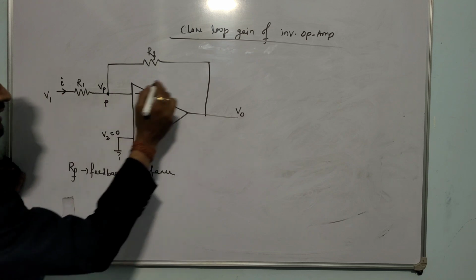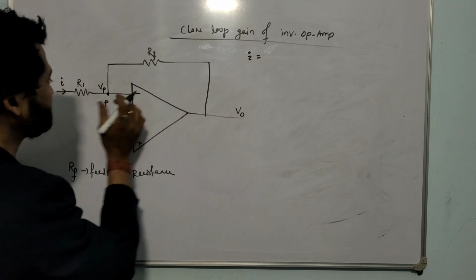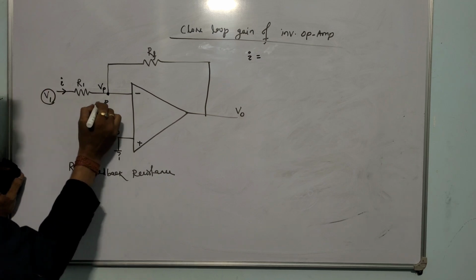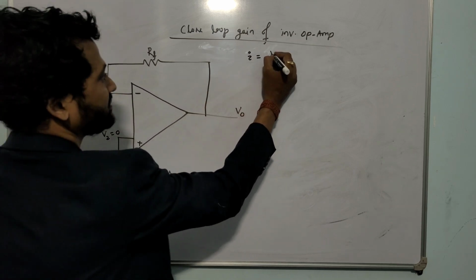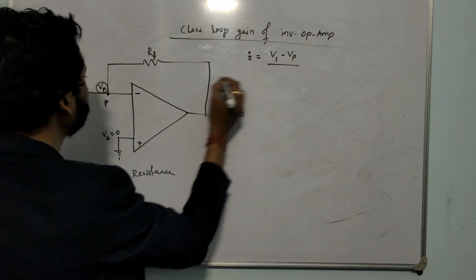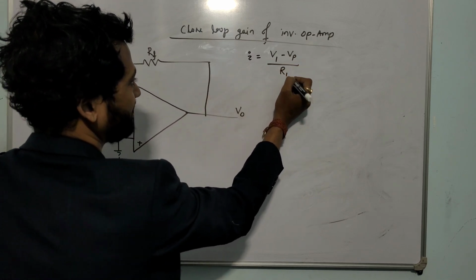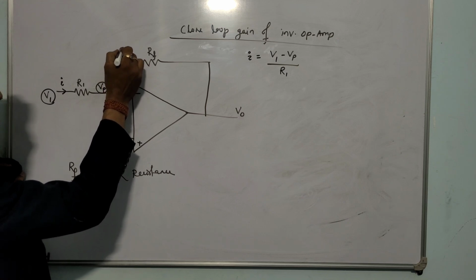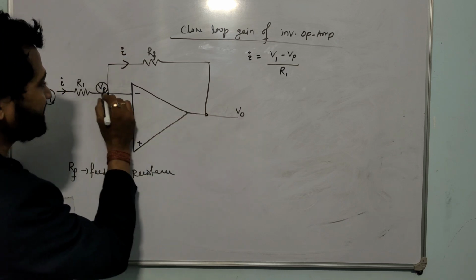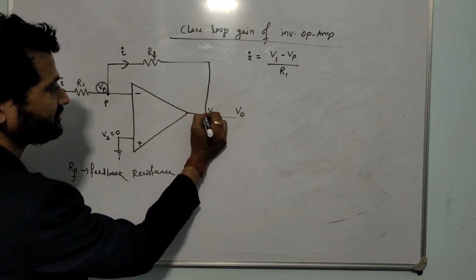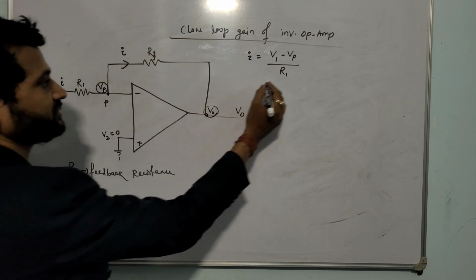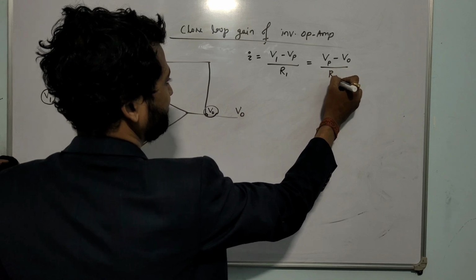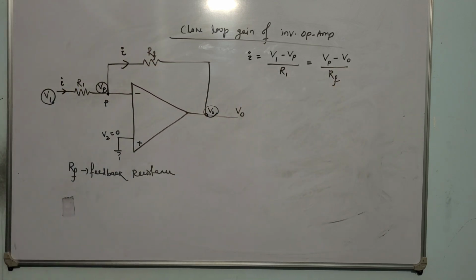Now tell me what is the current? As you know, according to Ohm's law, current is change in potential difference upon resistance. What is the change in potential difference? V1 minus Vp. So V1 minus Vp upon resistance क्या है? Input resistance R1. Now same current is flowing through RF, and now what is the change in potential? Vp minus V0. Resistance कितना है? RF. So we can write down Vp minus V0 upon RF. यहाँ तक clear है?